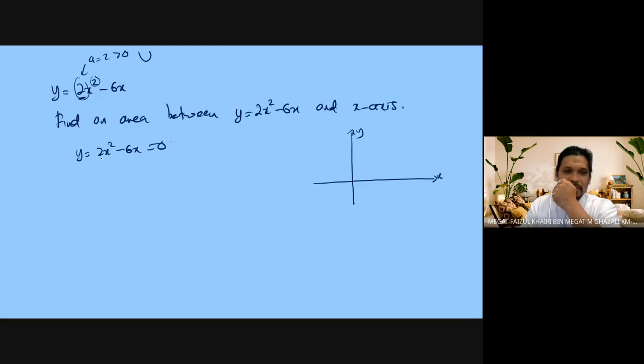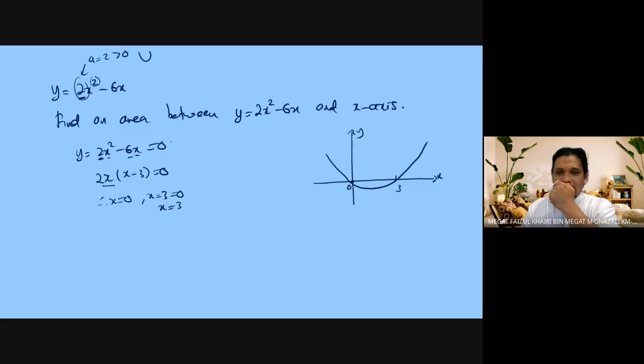make it equal to 0. So then factorize: 2 and 6 are even numbers, and x squared with x, take out one of the x here. So then 2x times x minus 3 equal to 0. 2x times x, 2x squared, 2x times negative 3, negative 6x. So then x equal to 0, and also x minus 3 equal to 0, then x equal to 3. So 0 and 3, something like this.